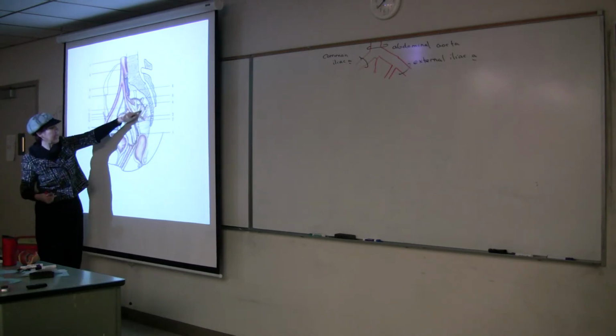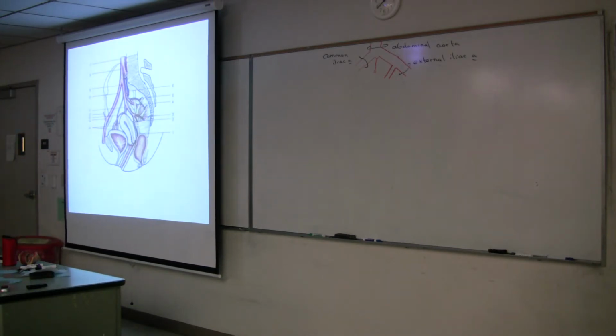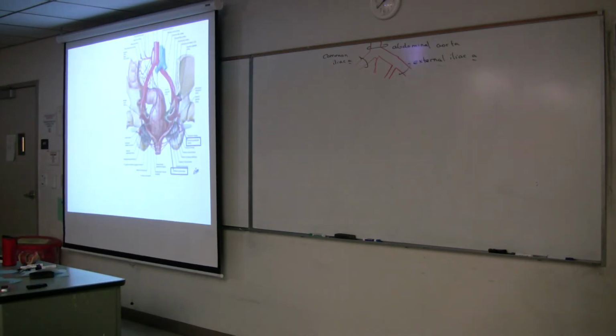And then one of these goes out and it comes back in as the internal pudendal. And the internal pudendal gives rise to the inferior rectal. This is out of Netter's book.